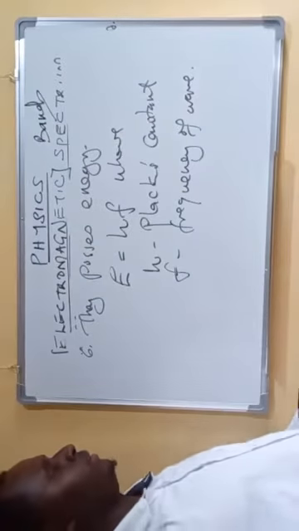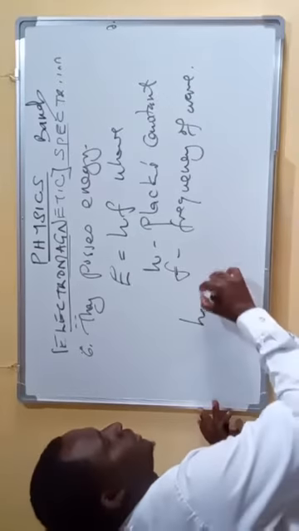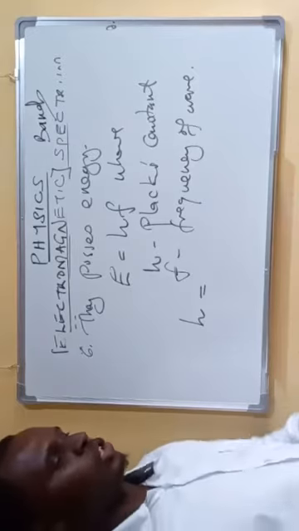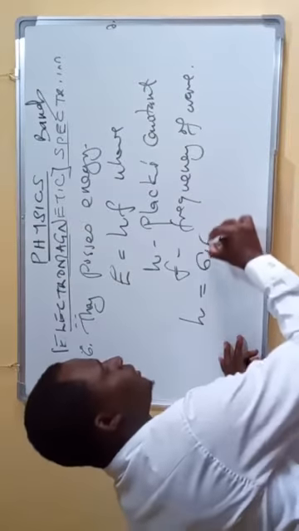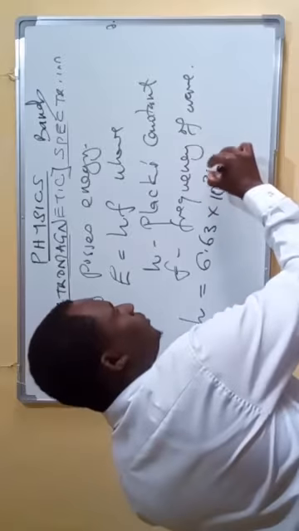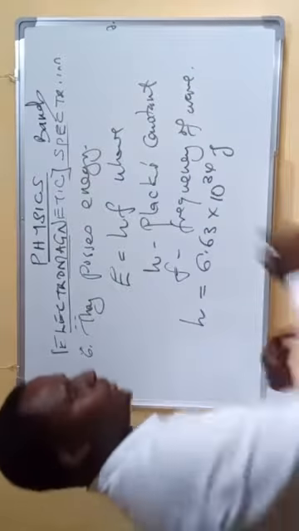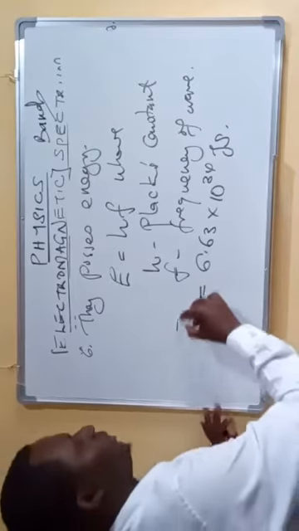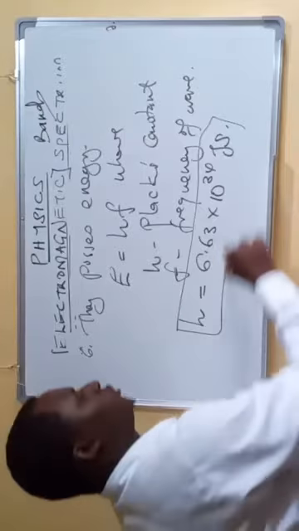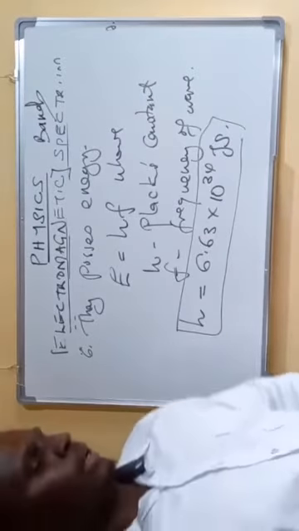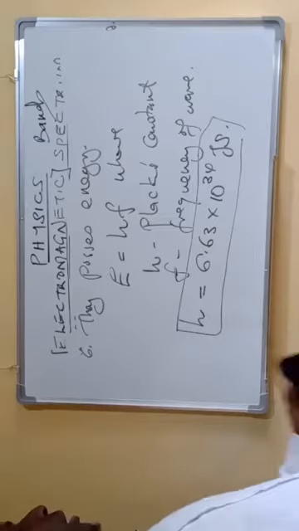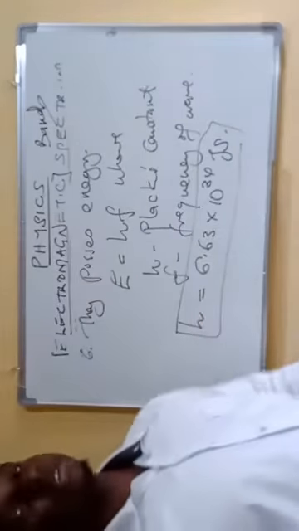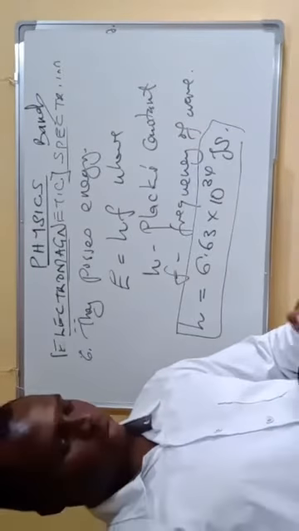So Planck's constant has a value. It's a constant, therefore it does not change, and it's usually given by 6.63 times 10 to the power negative 34 joule seconds. We'll talk about this more when we look at nuclear and atomic physics later in our syllabus. Now, we're going to look at one example of how you can calculate the energy possessed in a wave. I'm going to use a very simple example.